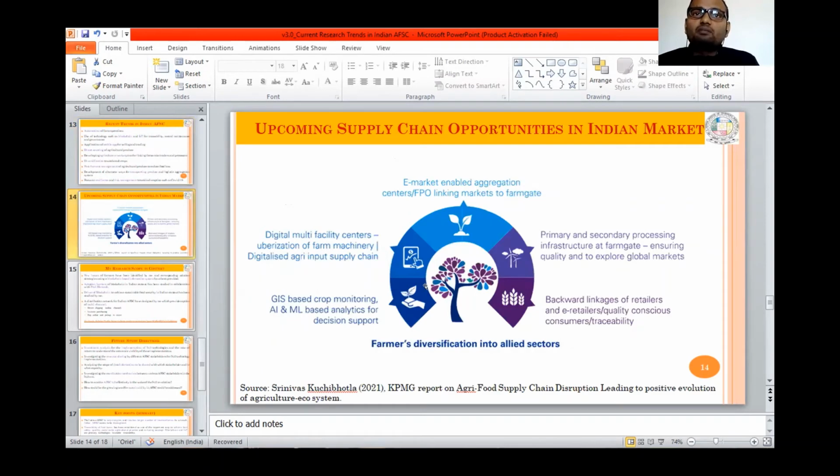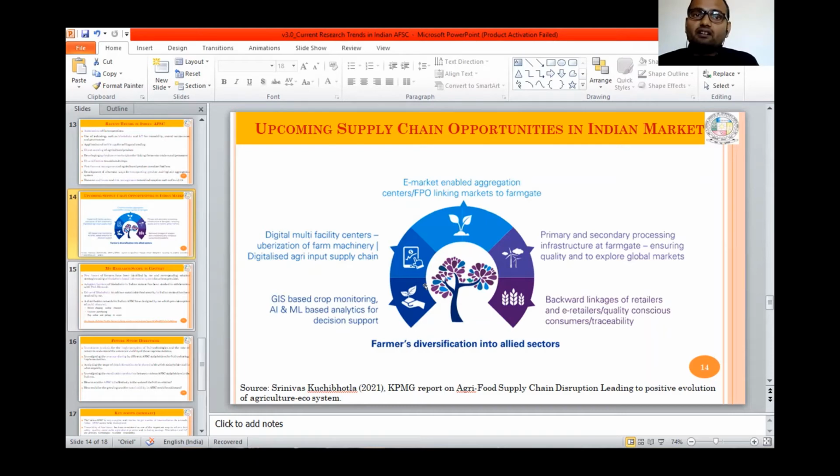What I see as upcoming supply chain opportunities in the Indian market is, first, direct sourcing, and second, digitization, which is going on and needs to be further intensified. Third is building hard infrastructure and exploring the global market, as the professor rightly pointed out that we have overproduction of milk, so we can explore other global markets.